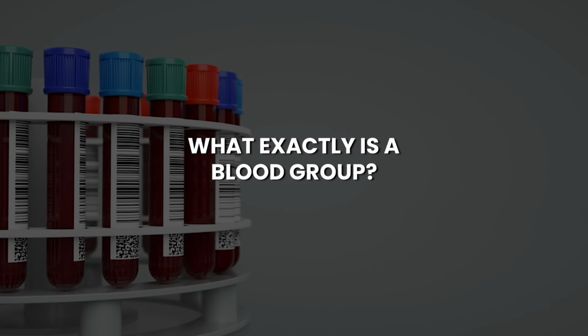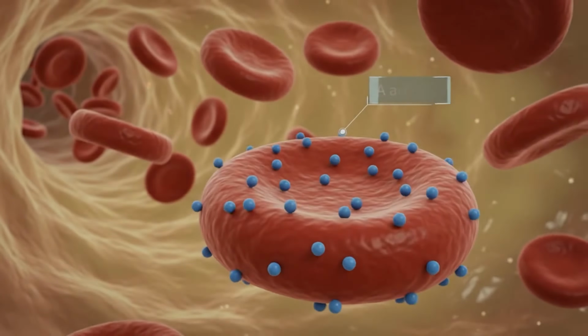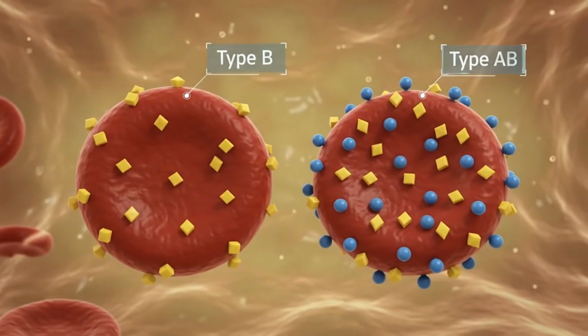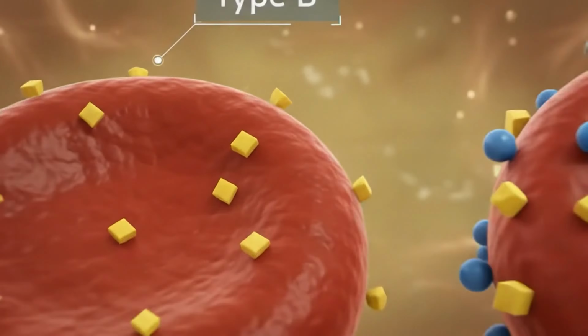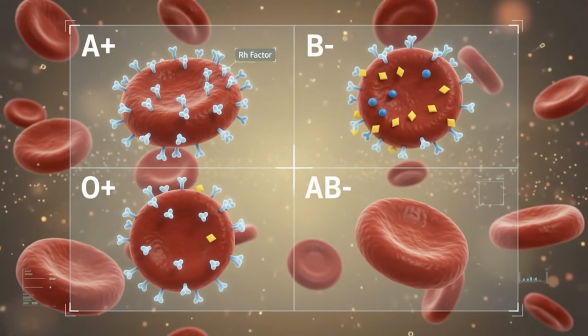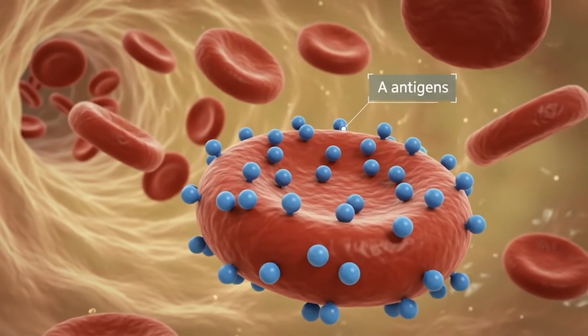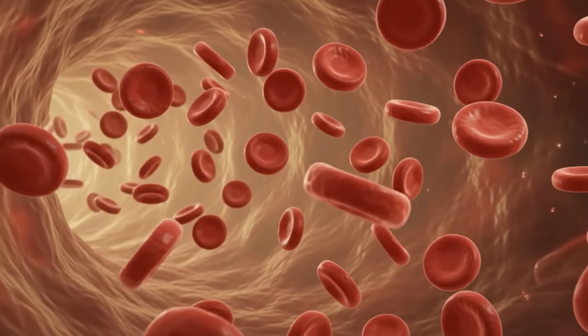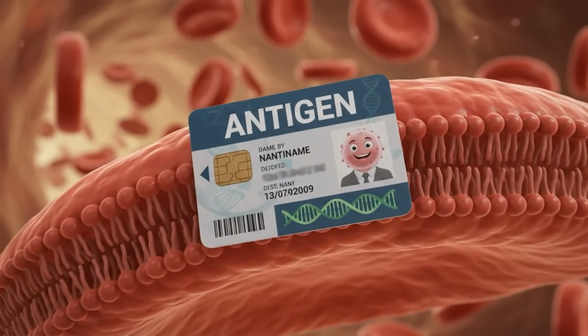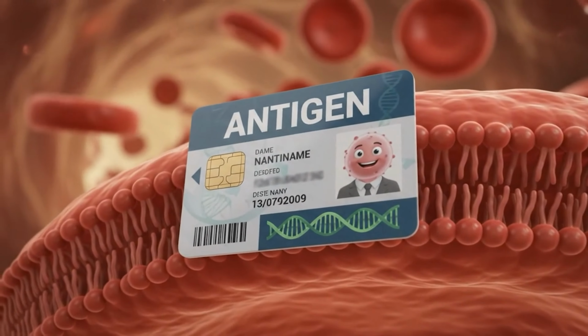What exactly is a blood group? When we say someone has a blood group like A positive, B negative, O positive, or AB positive, we're describing specific molecules found on the surface of their red blood cells. These molecules are called antigens. Think of an antigen as a tiny identification badge attached to the surface of a red blood cell.